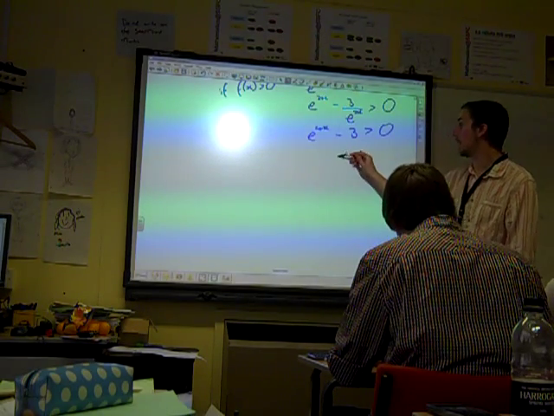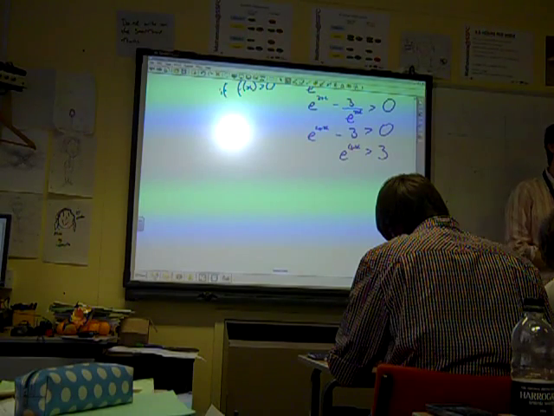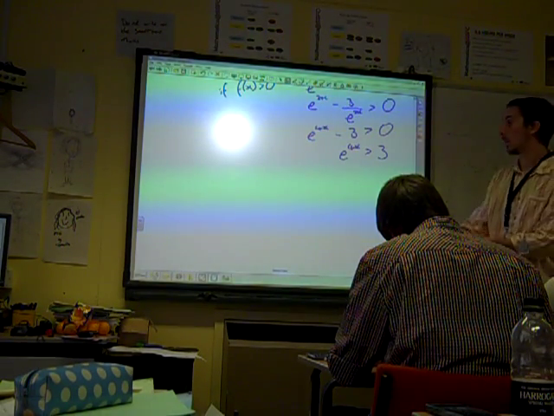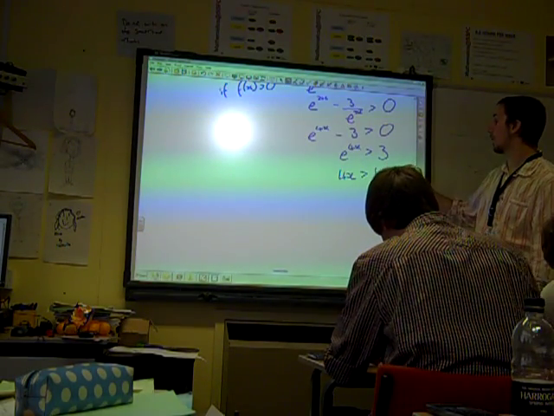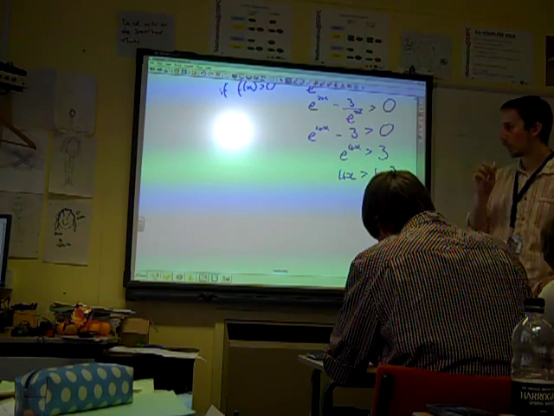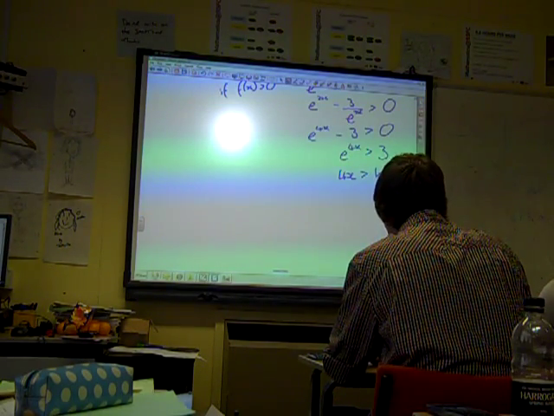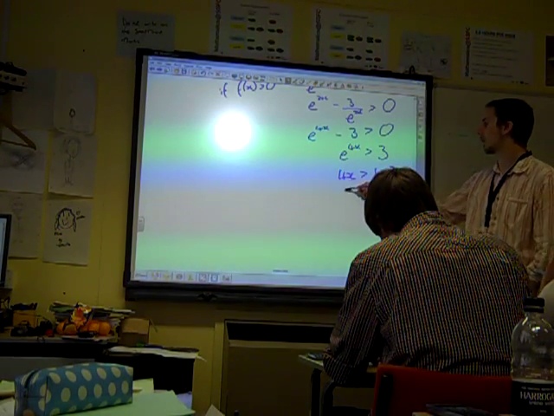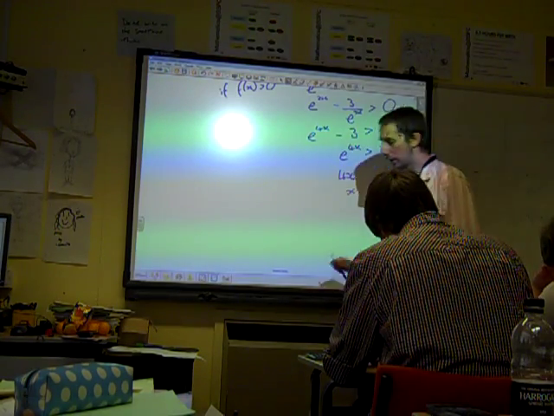And so we're going to say that e to the 4x is bigger than 3. And we would now take natural logs. Because now we're going to say that 4x is greater than the natural log of 3. Is that right? Let's just be careful. Yeah, we don't divide by anything nasty there. So x is greater than a quarter ln 3.